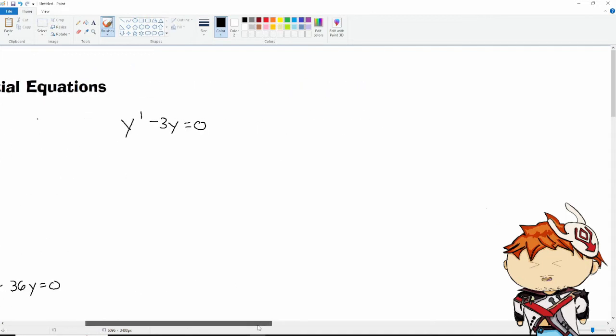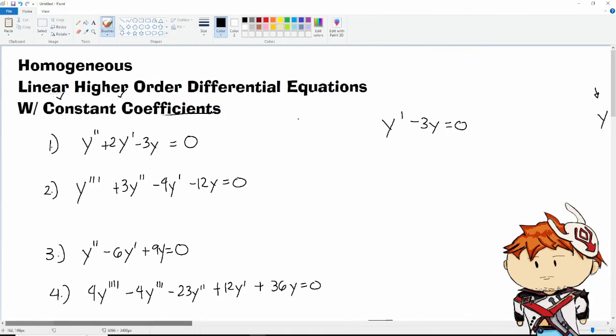An example of higher order is y double prime plus 3y prime minus 9y is equal to x squared, or we can have 99 x cubed or 888 x. That's a higher order differential equation, noted by the y double prime. So we're tackling higher order differential equations, homogeneous and linear.